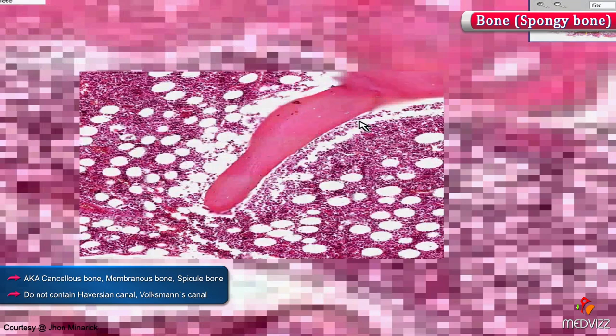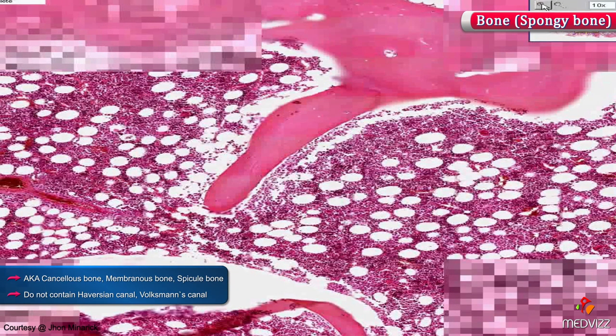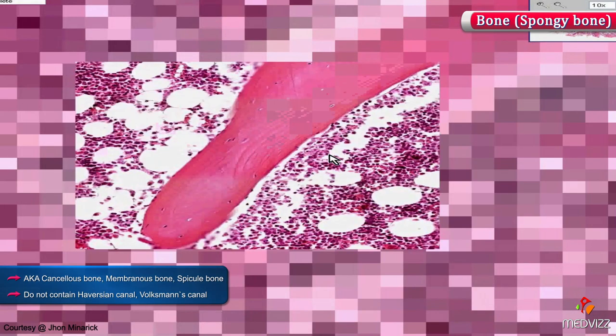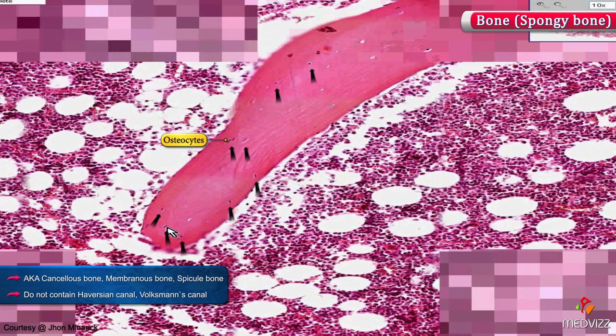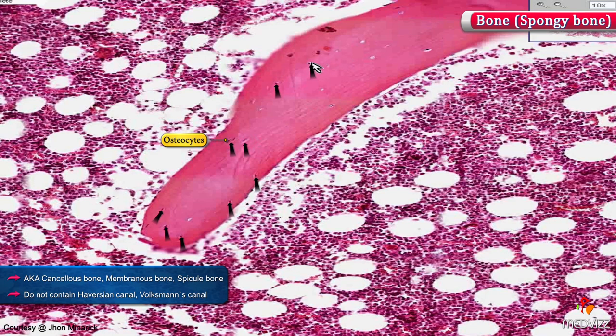Let's take a look at one of the spicules. In the spicule, you will not see haversian canals or Volkmann's canals, but you will still see osteocytes. There's one, there's one, there's one, there's one. Oh, there's one, there's one. And then you see these cement lines, which are the crystalline aspect.